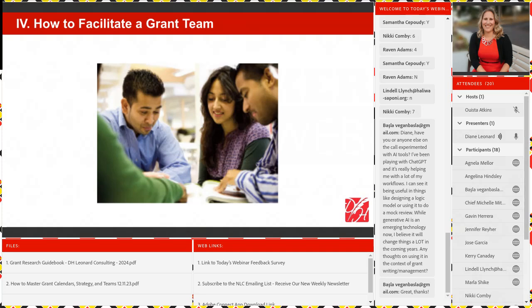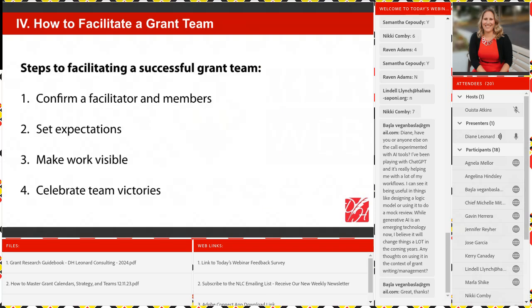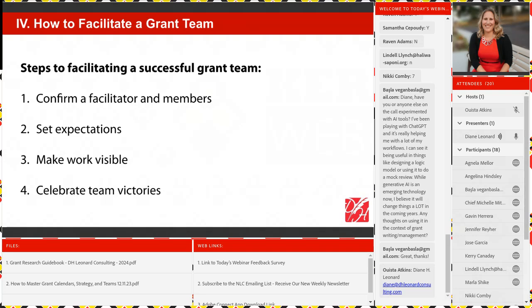As we've been walking through our conversation today, there's a lot of different ways that we can engage our colleagues. And I think that for each and every one of you on the line, it will look just a little bit different, or maybe a lot different. So as we look at facilitating the grant team, you guessed it, more steps.